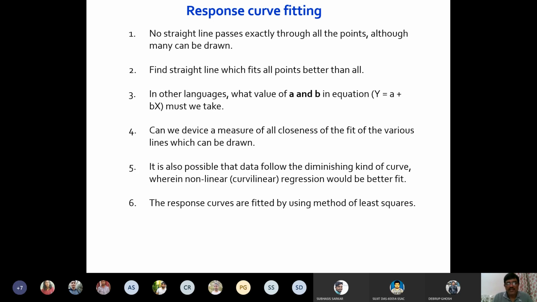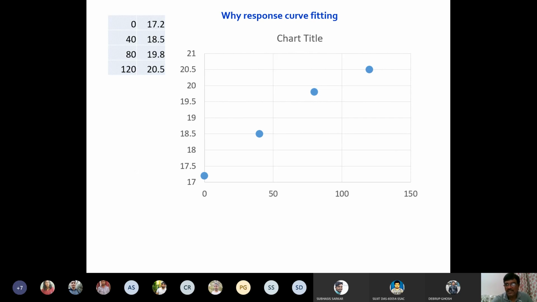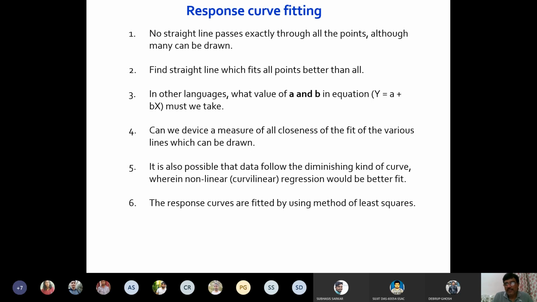So actually, no straight line passes exactly through all the points, although many can be drawn. You can see in the last case, there may not be a single line which can be very straight. No line can go straight in this case. So no straight line passes exactly through all the points, although many lines can represent this data. So we need to find a straight line which fits all points better than others. That will be the best fit.